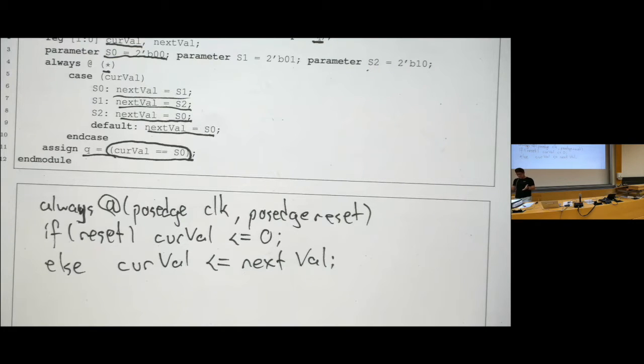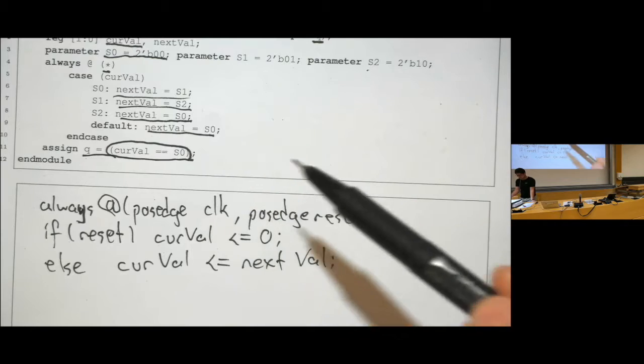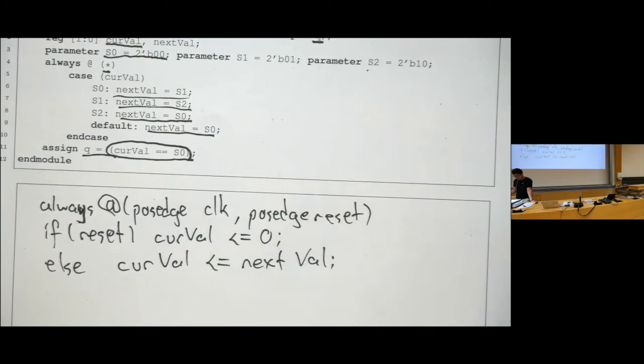And then if you trace the code, you will see that the current value starts with 0, so it will output a 1 when we reset the circuit, basically. When we set the reset signal and the positive clock edge hits, the current value will be 0, so Q will be 1 in the next cycle.